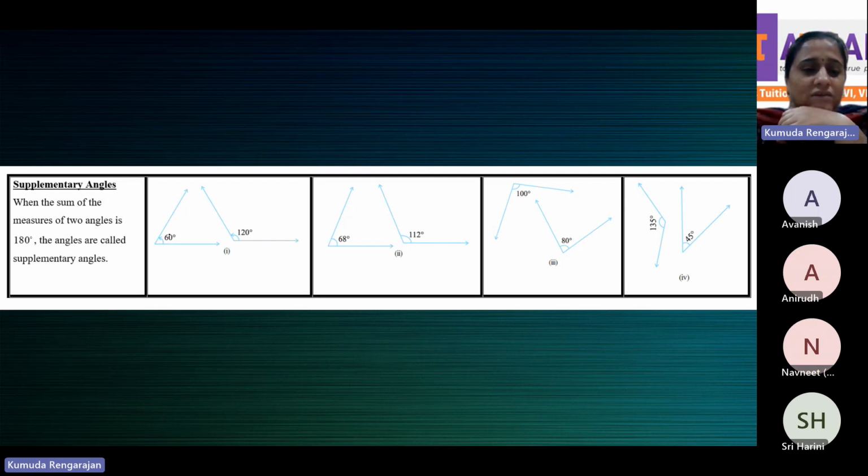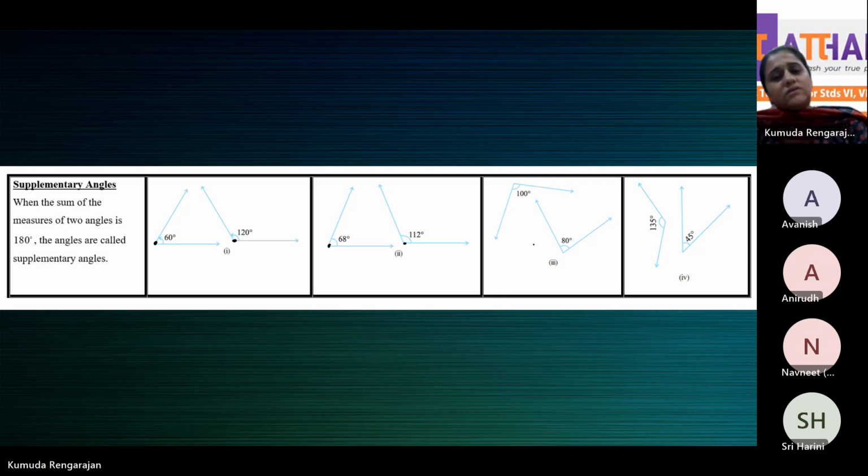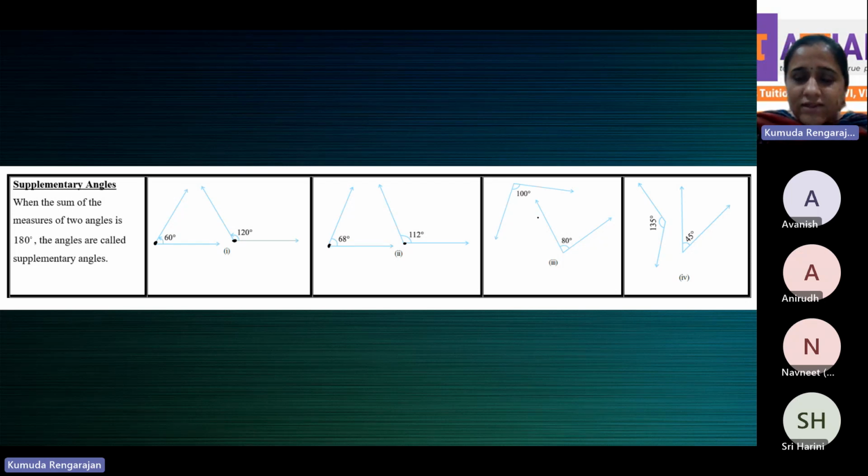Now these two angles have different vertex. That's okay. There are two angles. Whether they have the same vertex or different vertex, there are two angles, and they add up to 180. So they are supplementary angles.